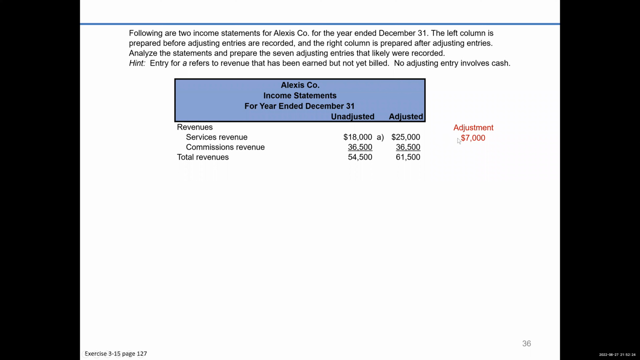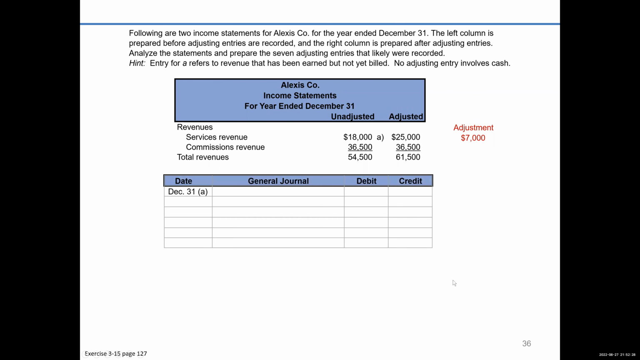Now, what would be the adjusting journal entry that would cause that? It'd be this: accounts receivable debit 7,000, credit service revenue 7,000. And I gave you that one. The other ones, I think from now on, you can figure out. So, okay, I think that's going to be it.